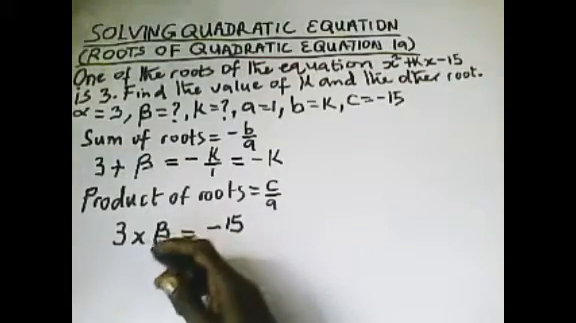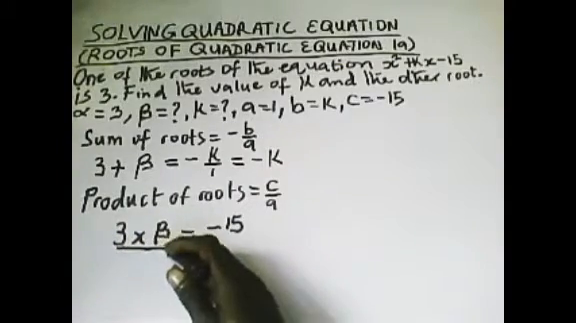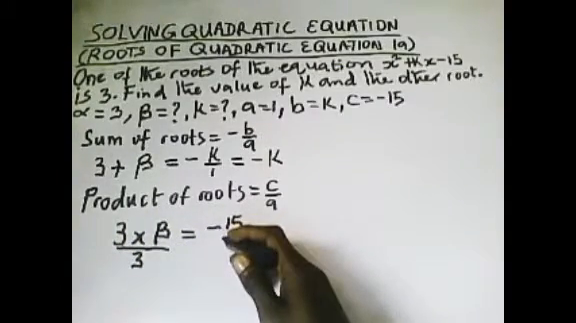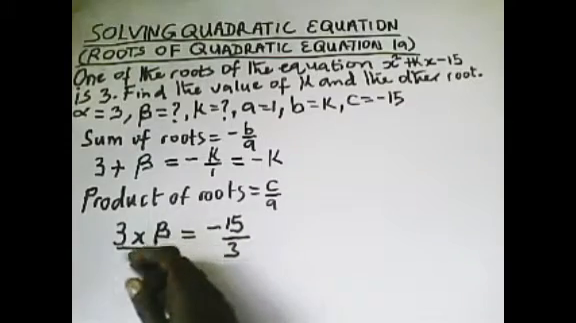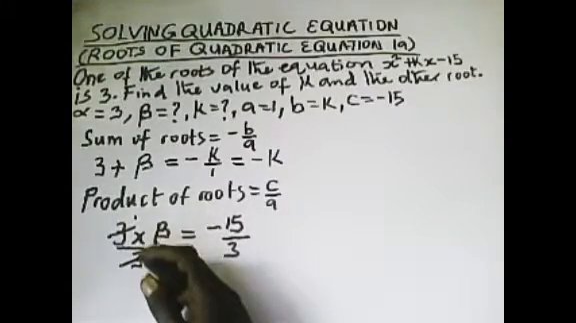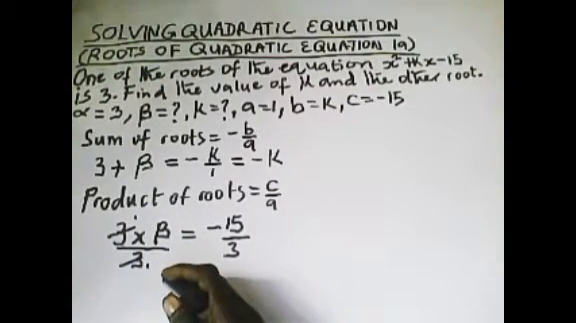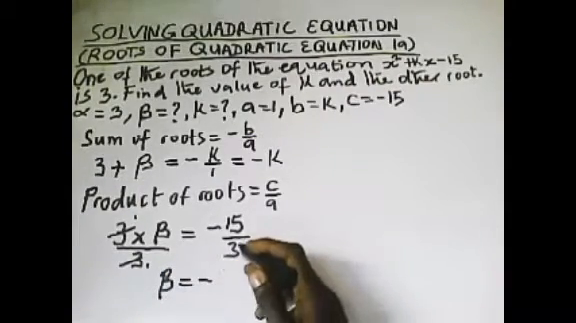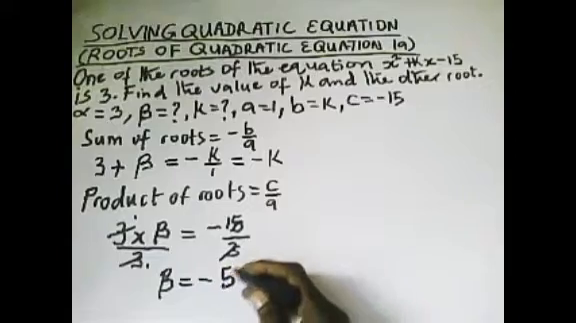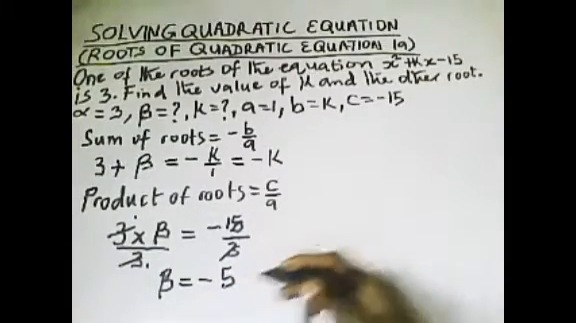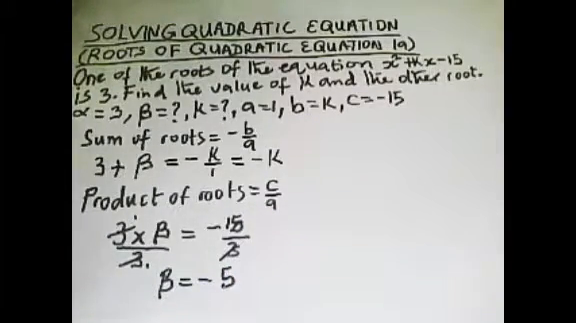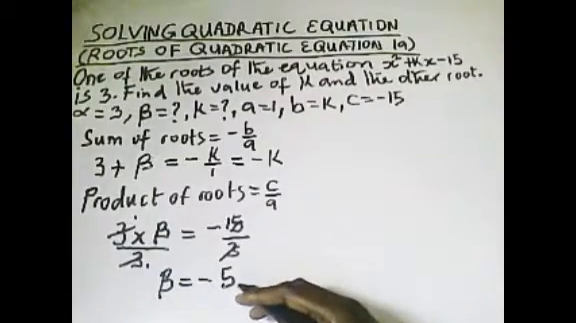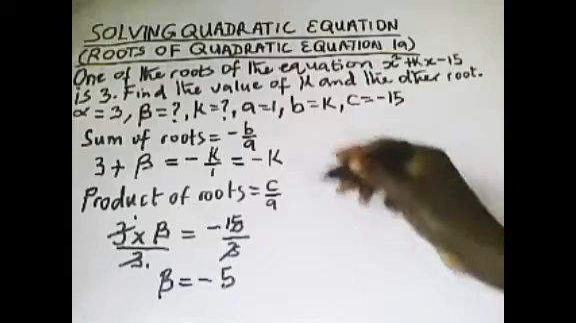So what do we do here now? We have to divide everything here by 3 so that we can arrive at a value for beta, which is the other root, as minus 5. If you divide minus 15 by 3, you will arrive at minus 5. So the other root is minus 5.